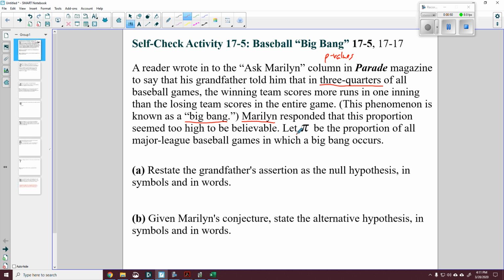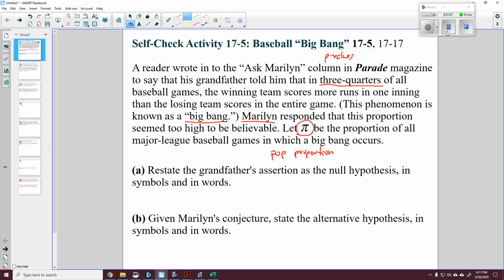So we're going to say, let pi, being, remember, our population proportion, be the proportion of all Major League Baseball games in which a big bang occurs.